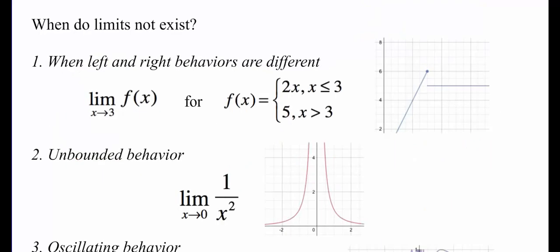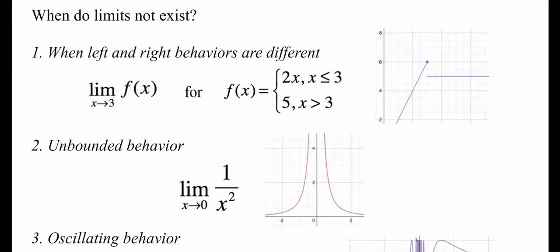There are times where limits don't exist. We basically have three reasons why a limit would not exist. We're going to look at those three here. The first one is when left and right behaviors are different.